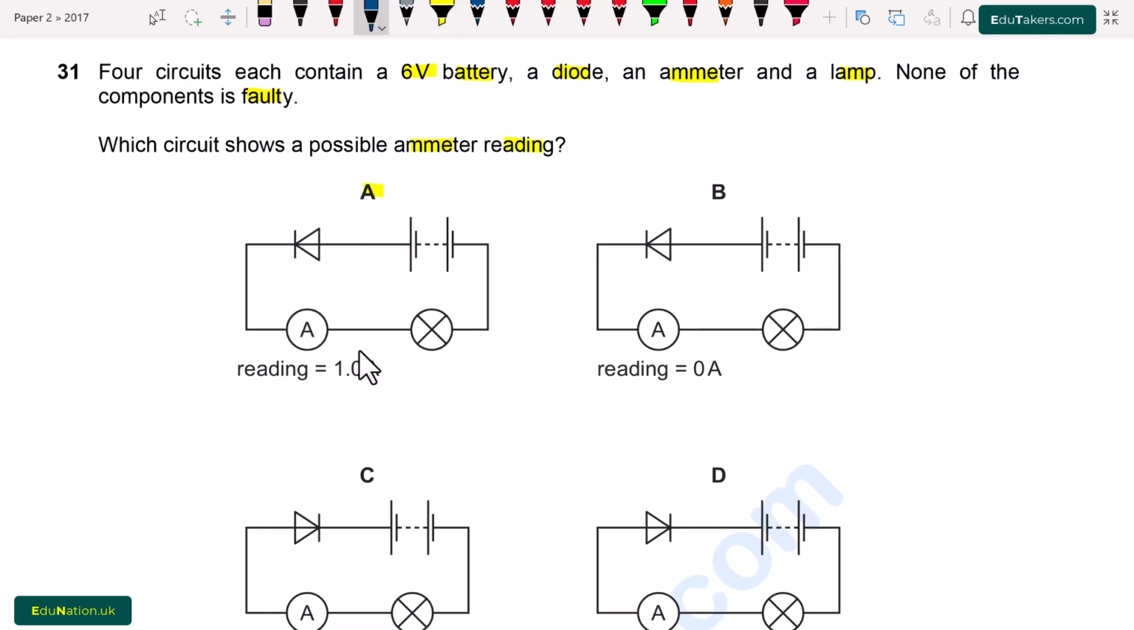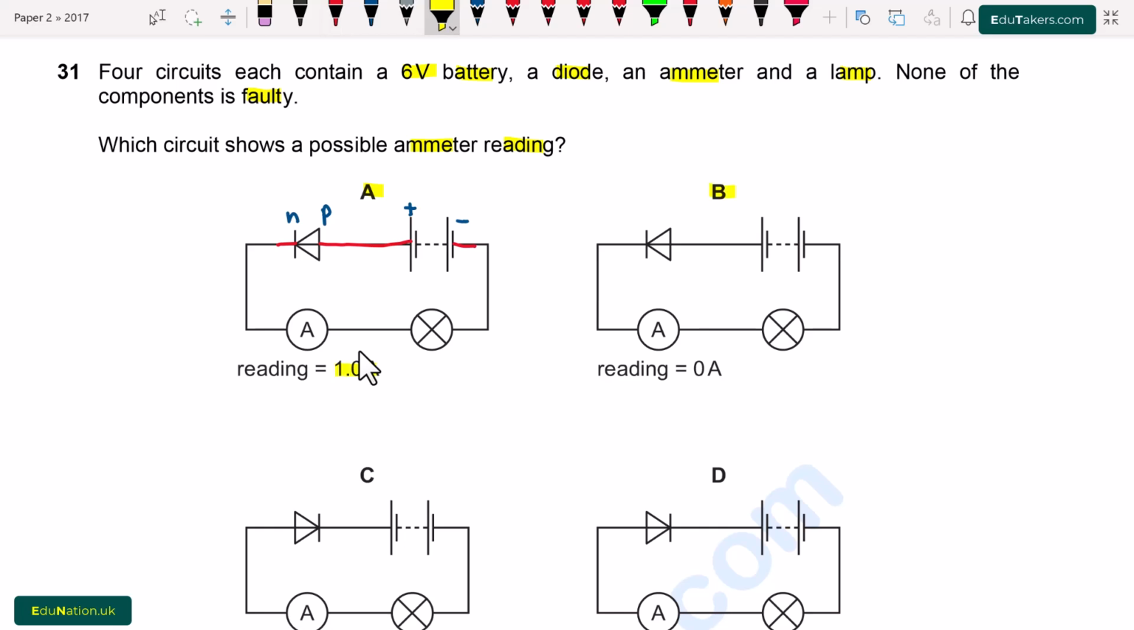Here we can see that there is a battery of 6 volt. This is the positive terminal of the battery and there is the negative terminal. And this is the P side of the diode while the other is the N side. The P side of the diode is connected with the positive terminal of the battery and the N side is connected with the negative terminal. It means that this diode is forward biased. When this diode is forward biased, there will be the greater reading on the ammeter, most current passing through the circuit. So here the reading on the ammeter is shown, that is 1.0 ampere.